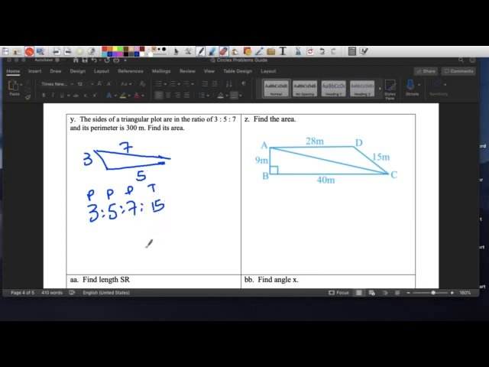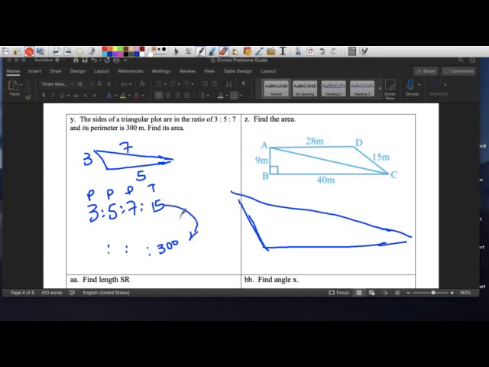So we can sort of find our dimensions of my new triangle. So when my perimeter is 300, what are my new sides of my triangle? Imagine now that the triangle got bigger, right? We drew a bigger triangle, proportional. So 15 times what is 300? It's times 20. So we're going to multiply everything times 20. That's going to be 60, 100, and 140.